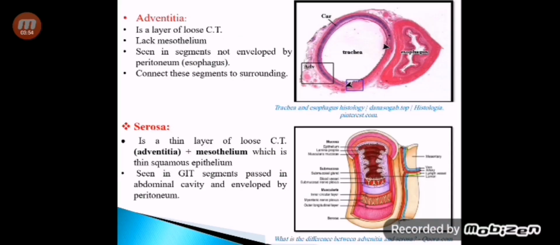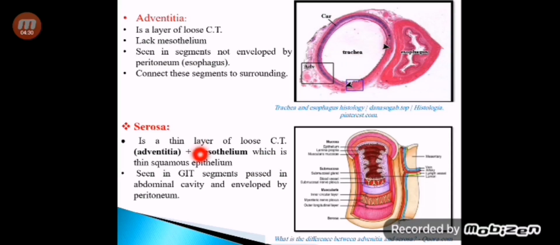This slide shows the differentiation between the adventitia and serosa. Adventitia is a layer of loose connective tissue lacking mesothelium, seen in segments not enveloped by peritoneum, such as the esophagus, the anus, and the pharynx. The adventitia connects these segments to the surrounding structures, as seen in this slide of the esophagus, in which the outer adventitial layer connects it to neighboring structures such as the trachea.